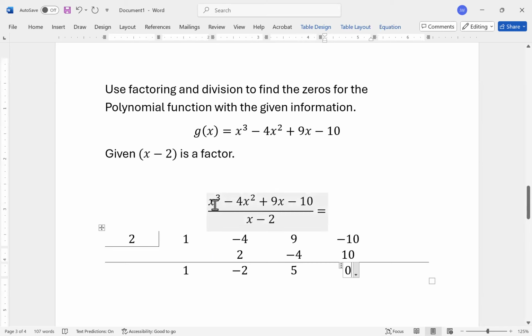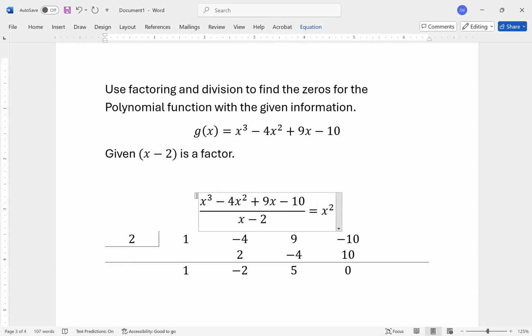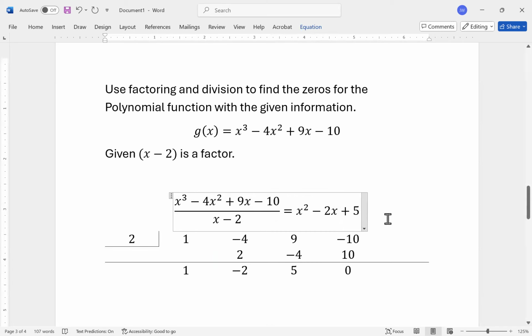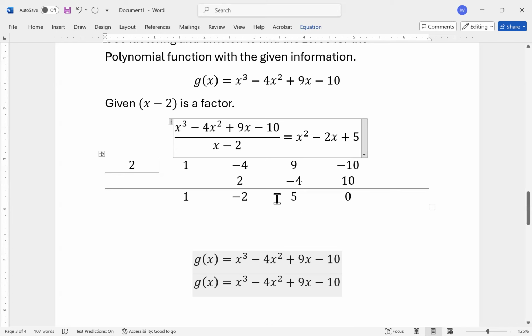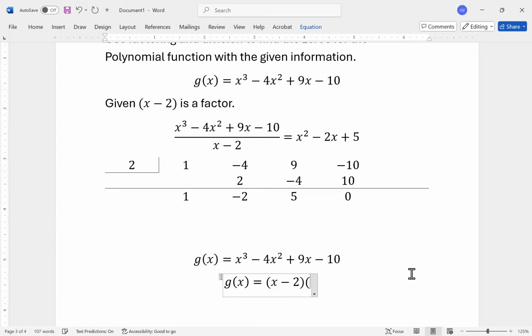So that means when you divide these two things, you get the quadratic x squared minus 2x plus 5 with remainder 0. We knew it was going to be remainder 0 because we knew that x minus 2 is a factor. So if dividing by x minus 2 gives me this quadratic, then if I multiply both sides by x minus 2, I see that my g of x can be rewritten as x minus 2 times x squared minus 2x plus 5.